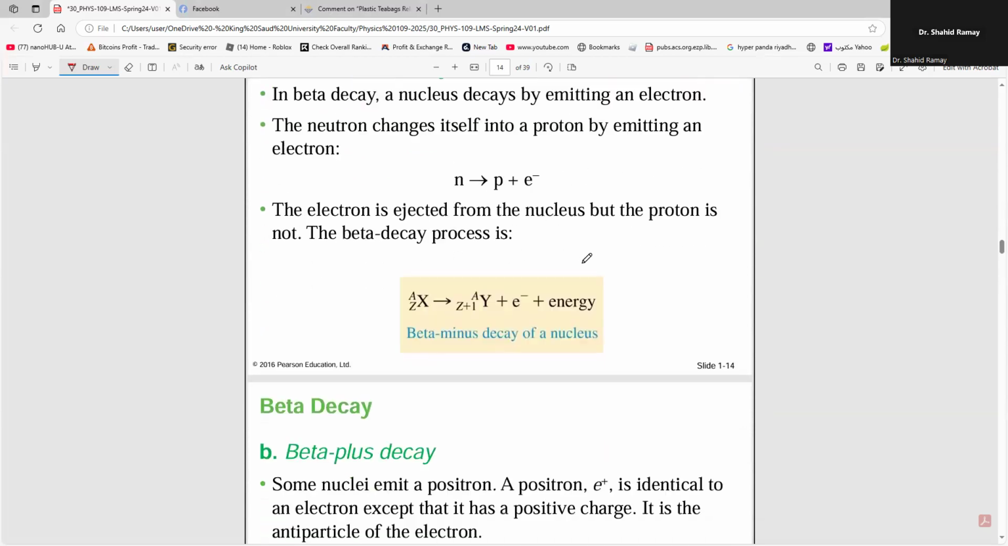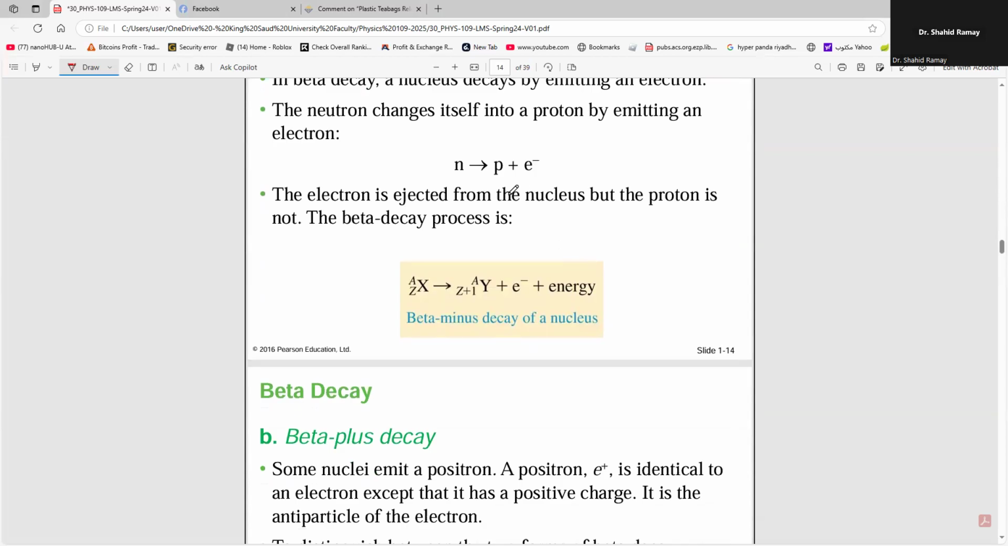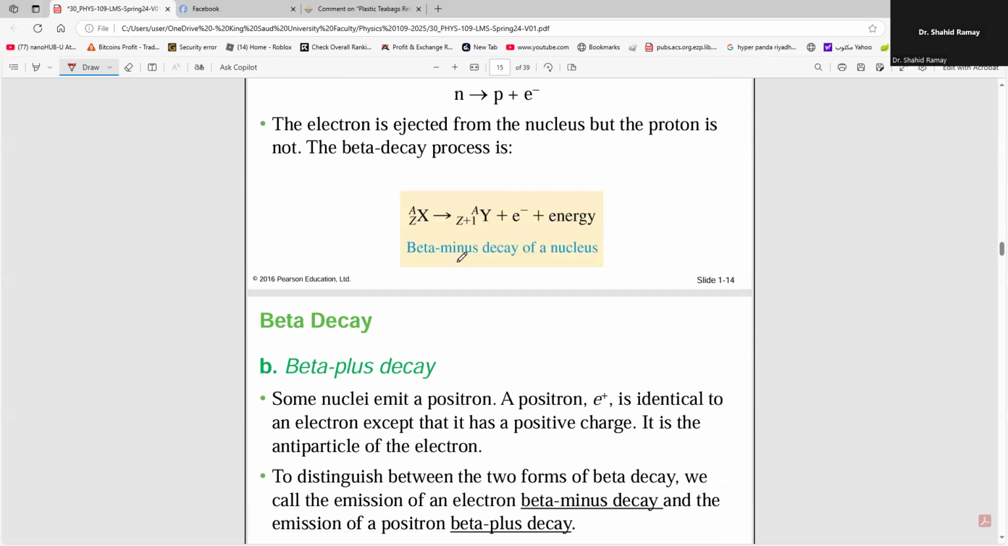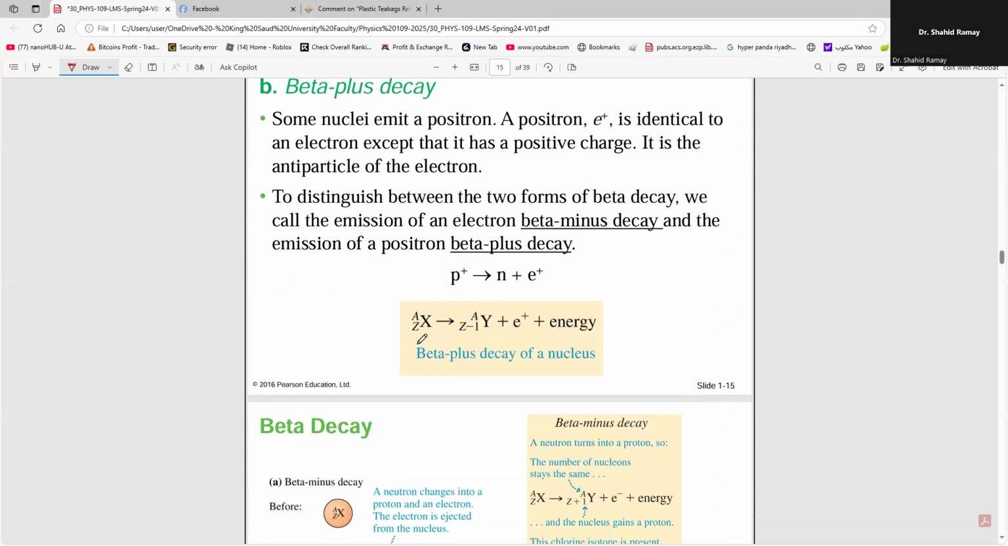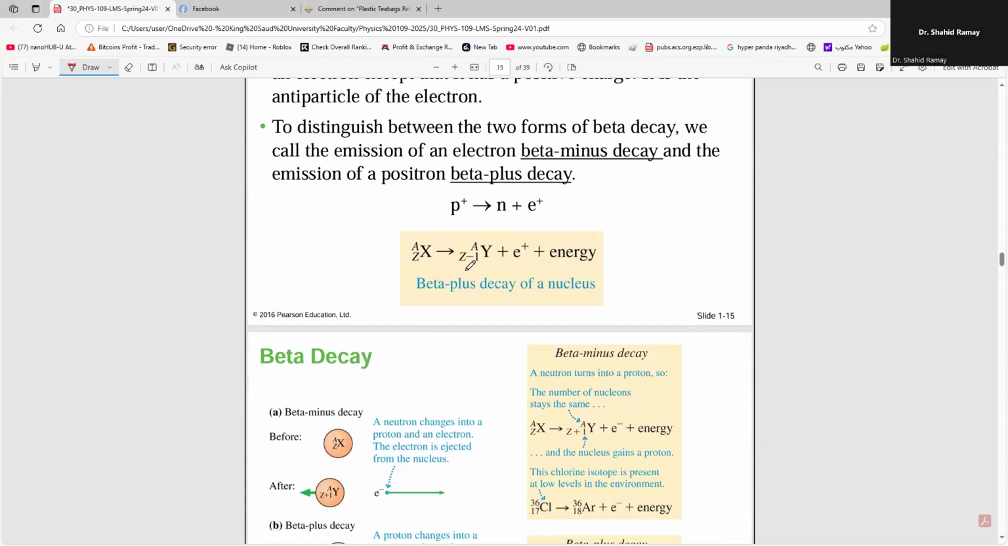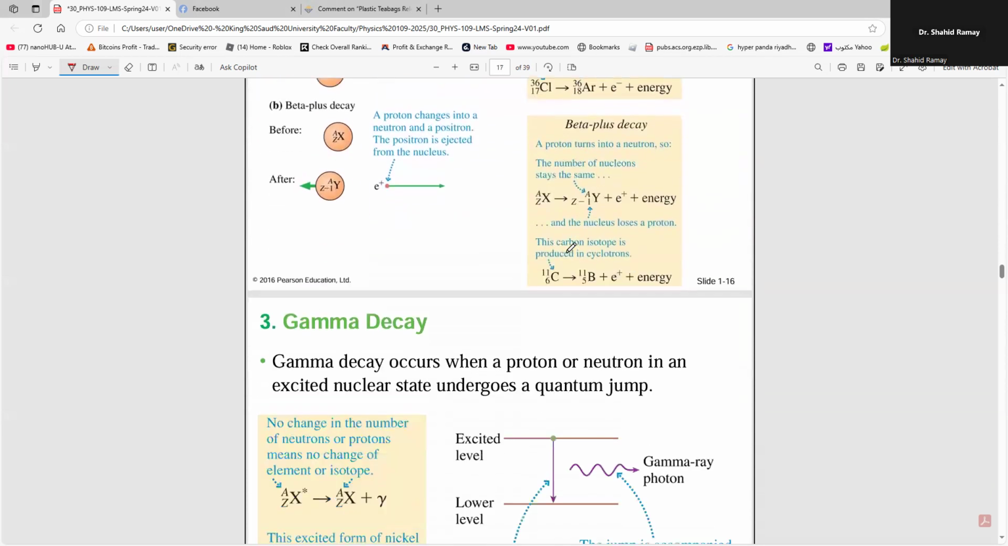The next is beta decay. There are two kinds of beta decay: negative beta decay and positive beta decay. In negative beta decay, beta minus decay of the nucleus, Z is increased by 1 and A remains the same, and here e negative means beta minus decay. In beta plus decay, Z is decreased by 1 and A remains the same, with e plus. In both cases A remains the same. These are the examples of beta decay.